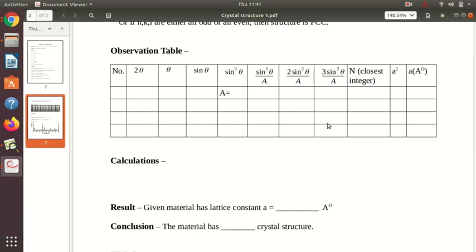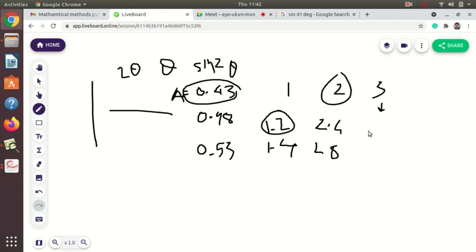So if the pattern is BCC, that is body centered cubic, we will use this column, 2 into sin square theta by a. And if the structure is FCC or simple cubic, it is not BCC, then in most cases we use 3 sin square theta by a. But initially we don't know whether the structure is BCC or FCC. So how do we find out which column we should use, this column or this column? That depends on what values you get here in the column.